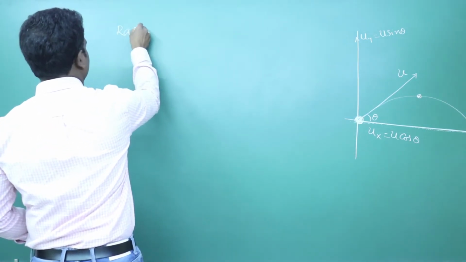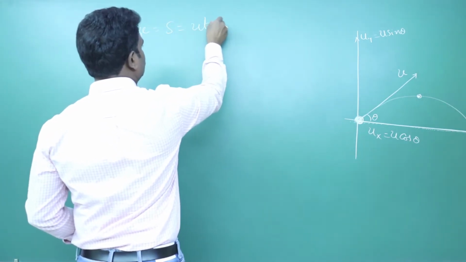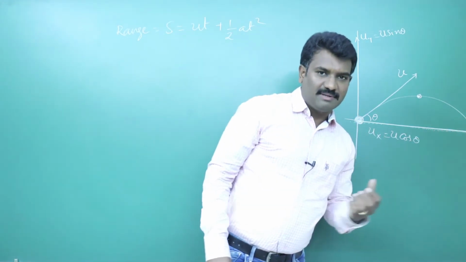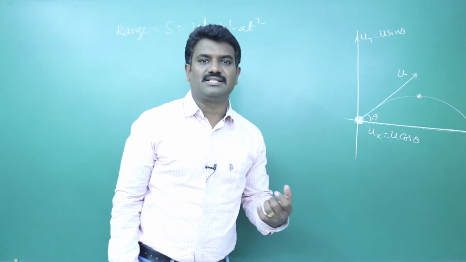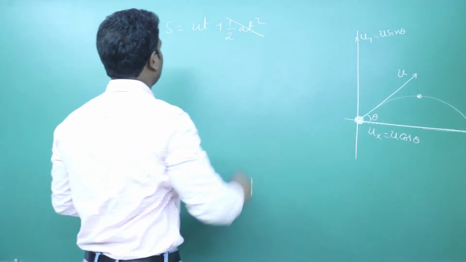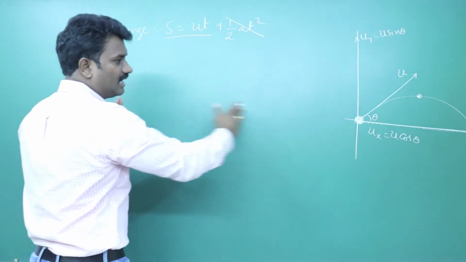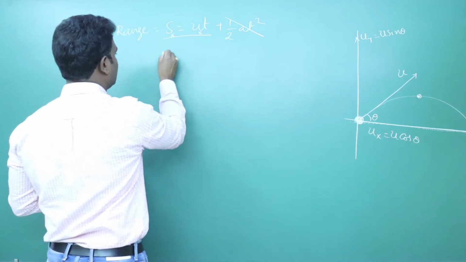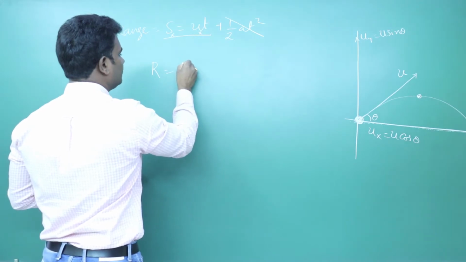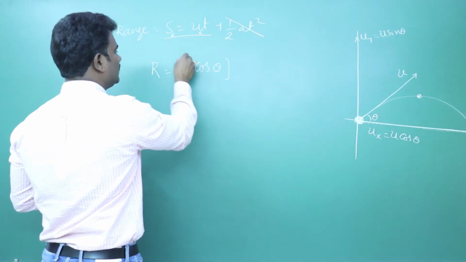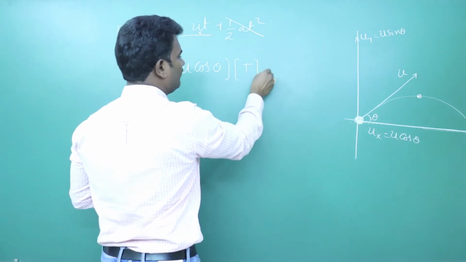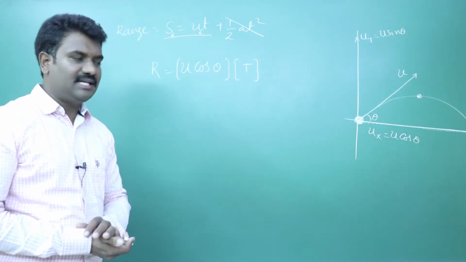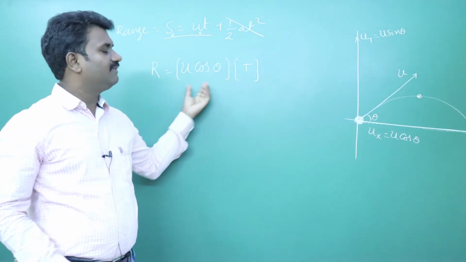So range is given by displacement, which is equal to ut plus half at square. But as the velocity along x-axis remains constant, its acceleration along x-axis is 0. That's why this term is no more. So s is equal to ut only. As this is along x-axis, I am going to write a suffix like this. So sx, which is our r, is equal to ux, that is u cos theta, into t, where t means time of flight. Generally, we know the formula for time of flight as 2u sin theta by g. If you substitute that and simplify, you will get range.